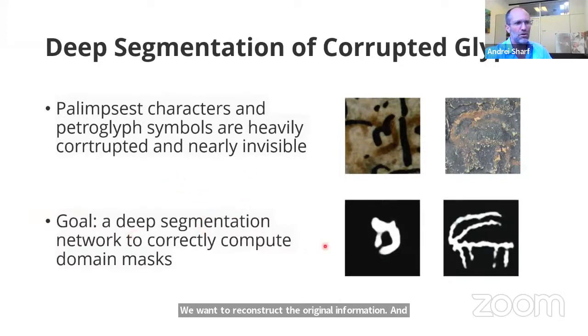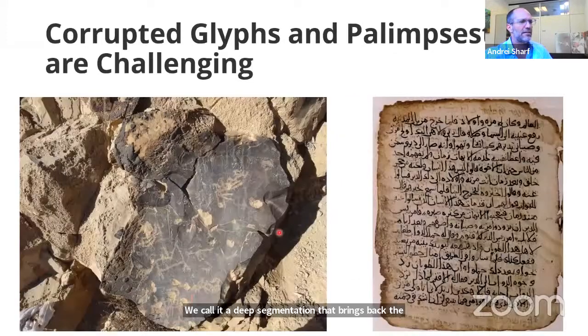So the goal is to come up with what we call a deep segmentation, that brings back the original information in the form of a mask. This data is found in nature. It's raw data. It's not synthetic, as you can see here. We take some hand-drawn wall art or drawing. You can see two kinds of letters here, one in Hebrew, one in Arabic, and we want to restore the information.